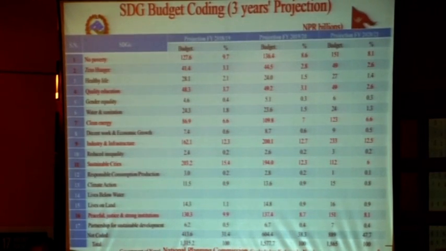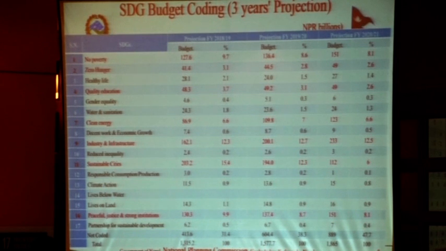This is our priority in budget and resource mapping. In poverty reduction, we use about 9.7% of our budget. In zero hunger, it is 3%. Quality education in Goal 4, about 4%. Clean energy in Goal 7, 6.6%. Industry and infrastructure is 12.3% in Goal 9. Sustainable cities is 15.4% in Goal 11. And in governance in Goal 16, about 10% of the budget.